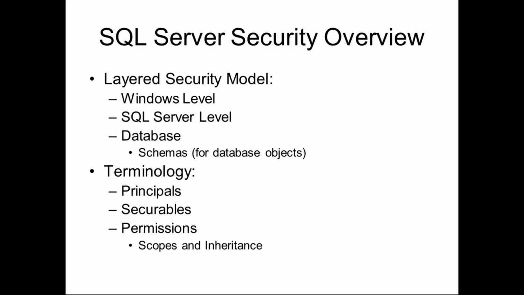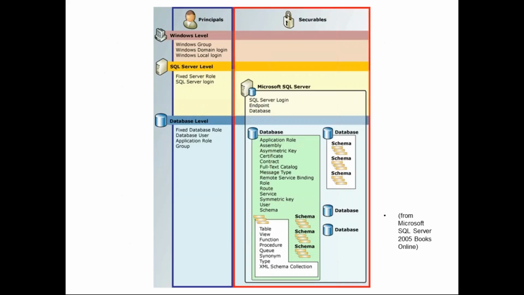So securables and the permissions. Securables are the things which are secured, and the permissions are the scope and the inheritance. So these are the principals and the securables. Principals exist at the Windows level, SQL level, and the database level. There are some roles specified in each level. The securables are the Windows group, the SQL Server login, endpoints, the database roles, etc., which can say we can define the schemas and all.